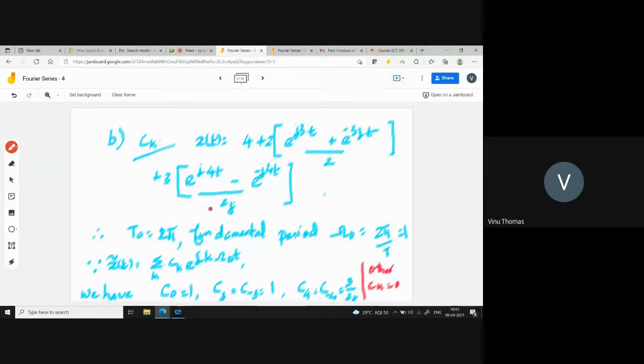What is C0? C0 will be equal to 4. C0 is the constant. What is C1, C2? There are no terms for C1 and C2. What is C3?